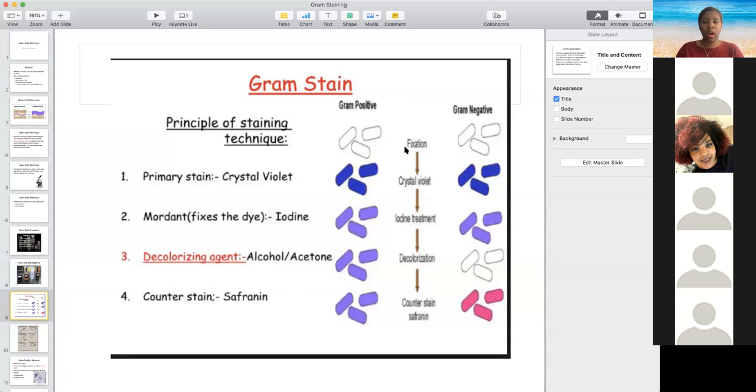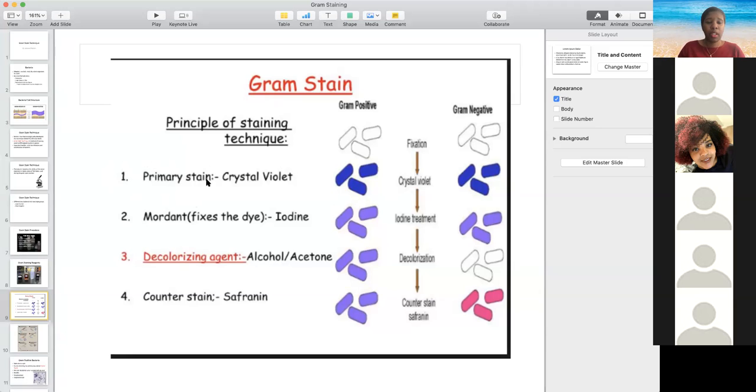Fixation is when you are adhering your bacteria cells to your slide, and you do need the heat source for that purpose. So we can use a Bunsen burner to help fix our cells onto the slide so that they don't rinse off. So after fixation happens, we have our microscope slide, we've added our bacteria, and then we fixed our bacteria onto the slide. We're going to start the gram stain procedure.